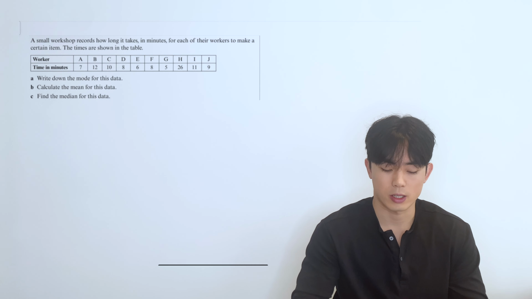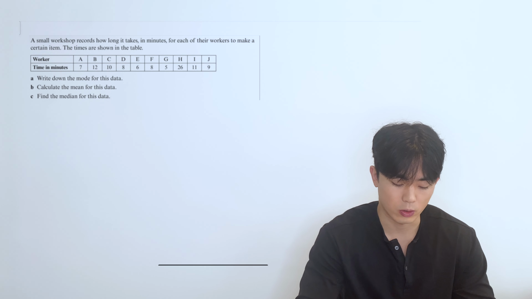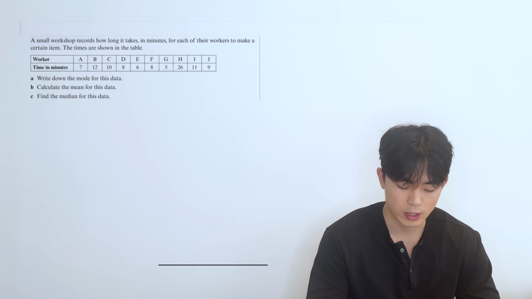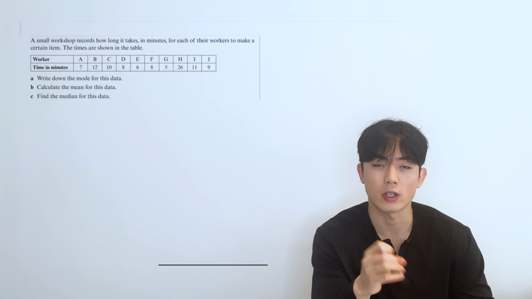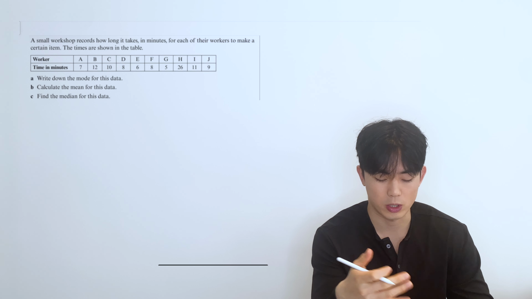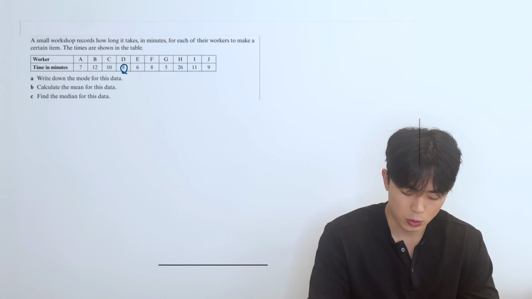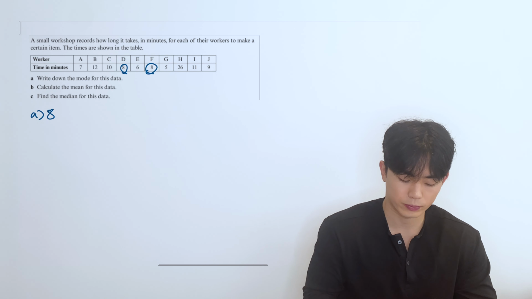Right, let's try this one here. We have a small workshop which records how long it takes, in minutes, for each of their workers to make a certain item. The times are shown in the table. Part A: write down the mode for this data. Remember, the mode was just the most occurring number, so this is relatively simple, just find the value which occurs the most. In this case, we have two 8s, so the mode for part A is just 8.